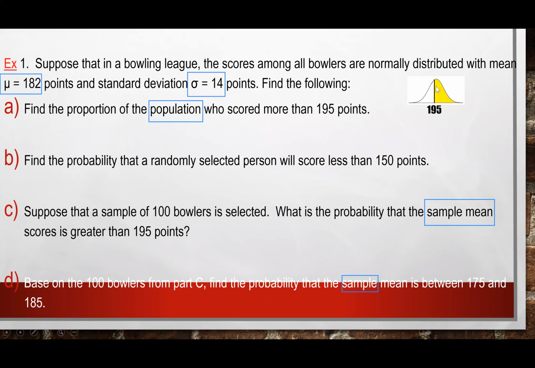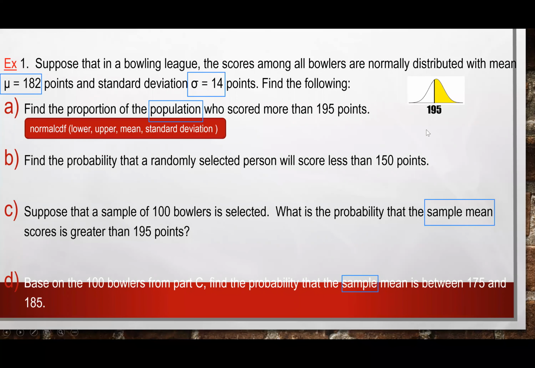Again, this sketch is not precise, because the mean is 182, so 195 should be somewhere over here. But we don't really have to be precise. We just have to know what area I'm looking for, so that I know what kind of endpoint I should be looking for. We're looking for a proportion, so we know that we have to use the normal CDF. Reminder: in order to use the normal CDF, you need the lower limit, the upper limit, the mean, and the standard deviation.